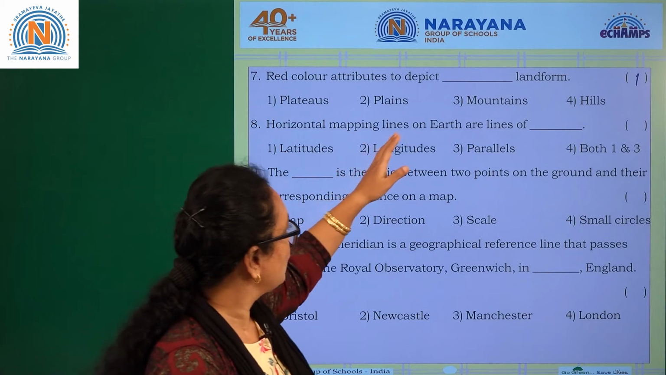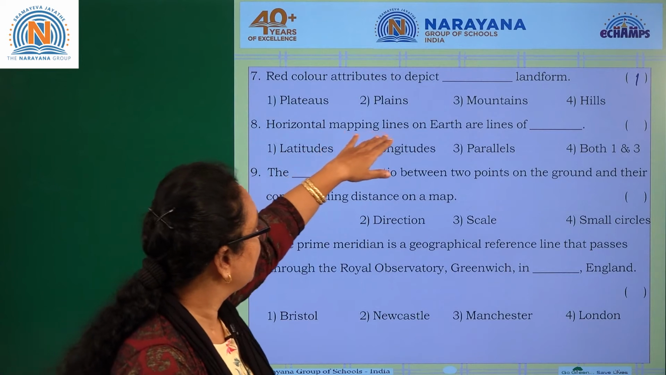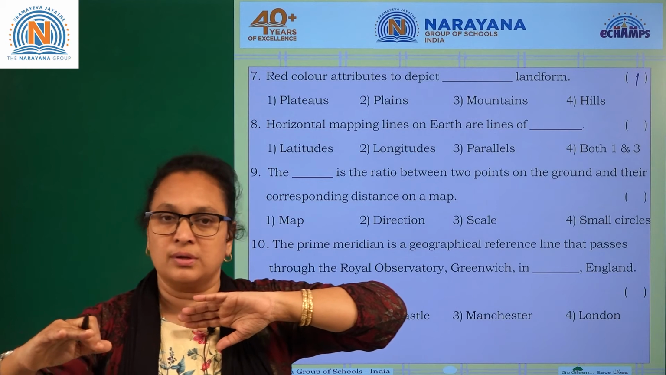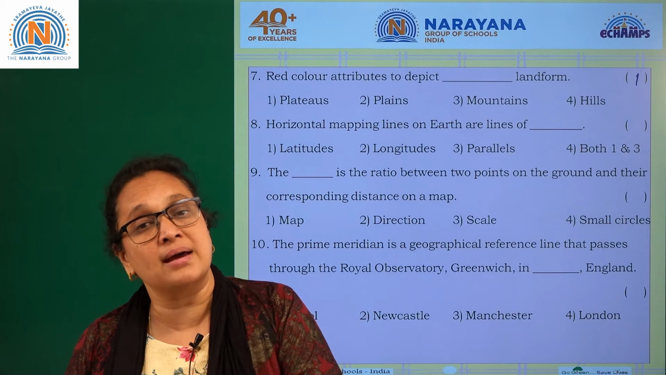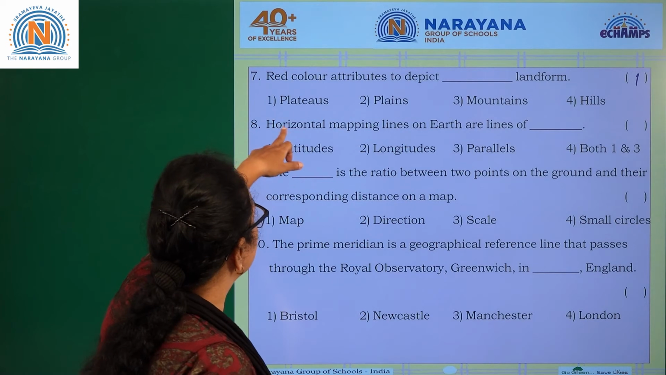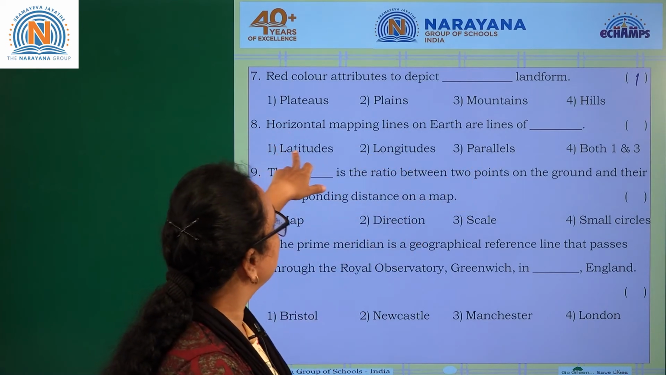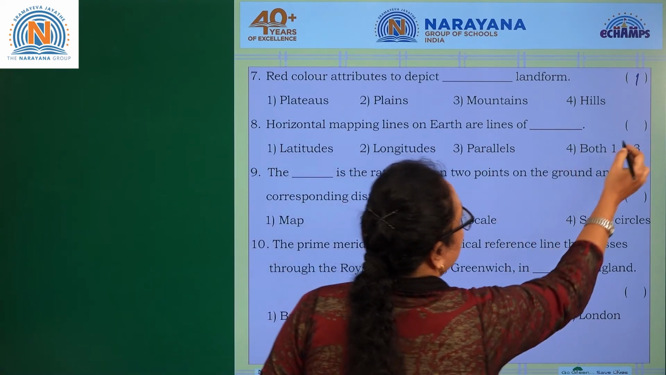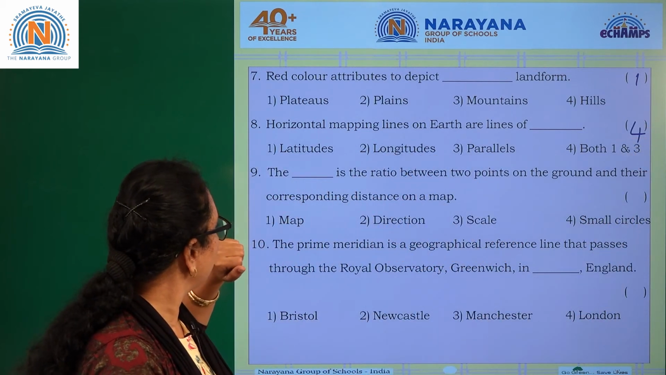Horizontal mapping lines on the earth are lines of dash. Horizontal is latitude, okay, horizontal is also called latitude. And latitude is also called parallels and small circles also. Let's see what is the answer here. Latitude, this is the answer. We have longitude, we have parallels also. So both latitudes and parallels are the answer. So here 4 is the answer. Next, go for the 9th one.